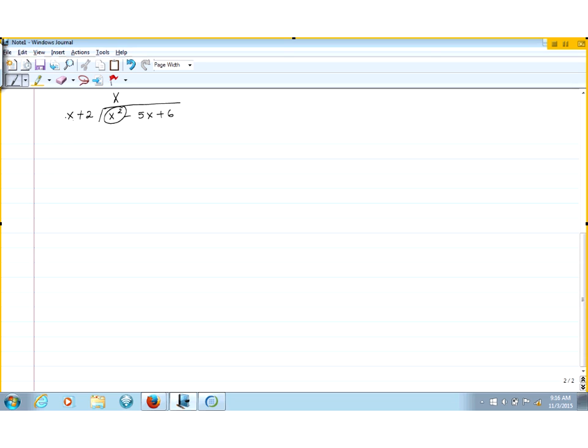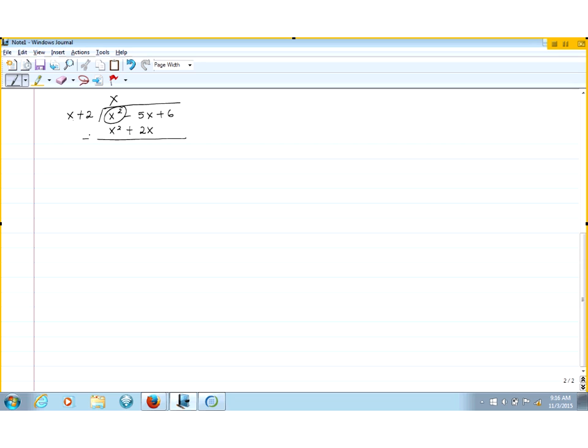So now, once I get x, I have to multiply x by x plus 2. So now I have to multiply it back, right? So x times x plus 2. What is x times x plus 2? It will be x squared plus 2x. Now, what am I supposed to do? Subtract. Yes. So I'm supposed to subtract.